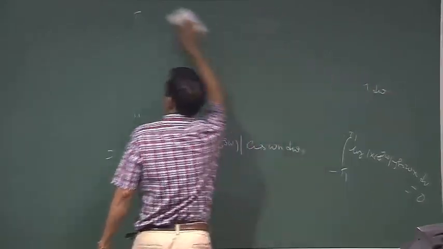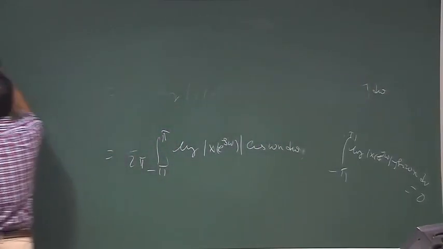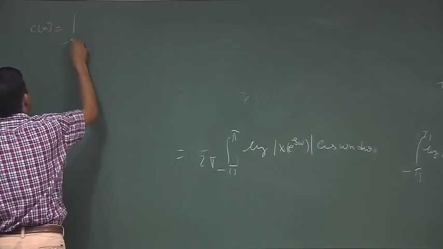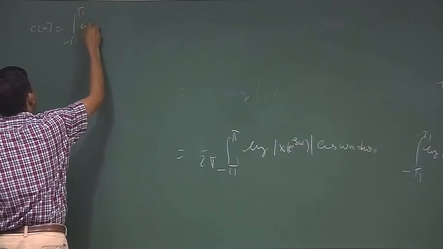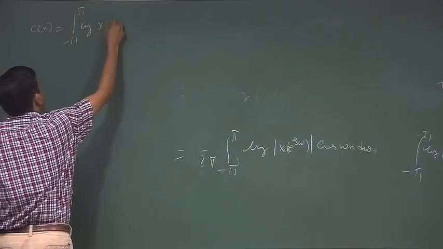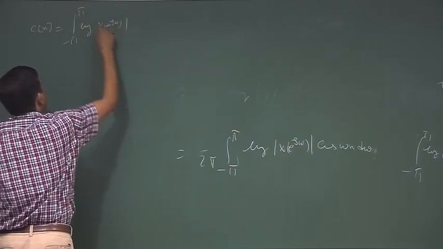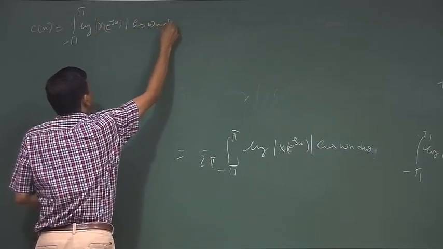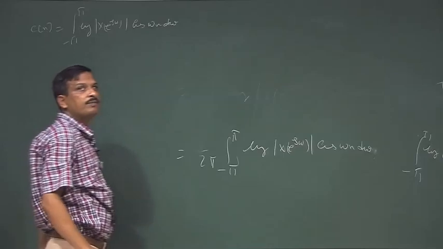Now, this Cn I can write down in one corner, so later on we can use that. So, in one corner I write down Cn is equal to 1 by 2 pi, minus pi to pi, log of mod x of e to the power j omega, cos omega n d omega. This is the Cn.